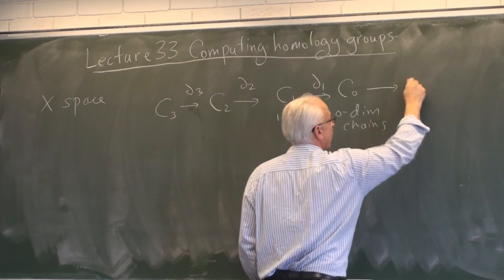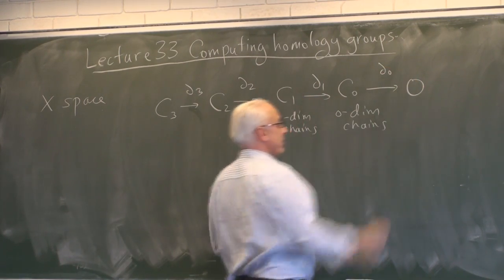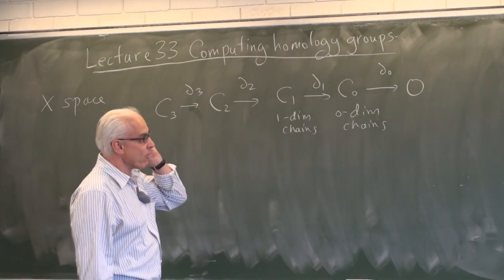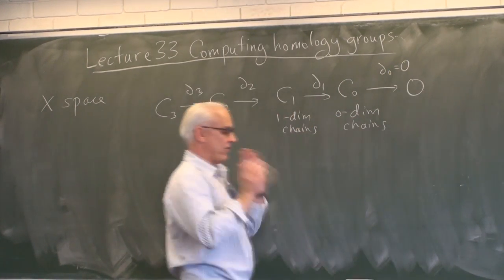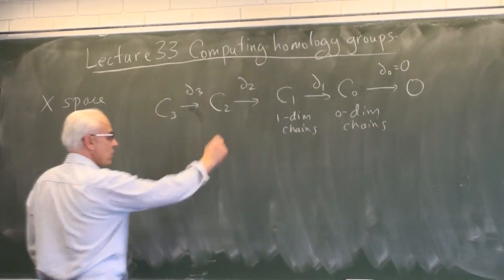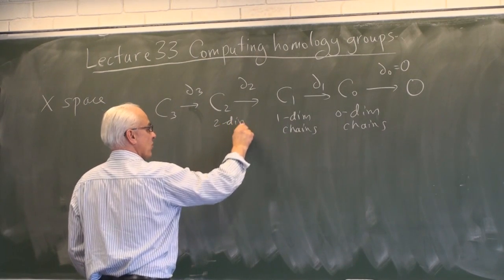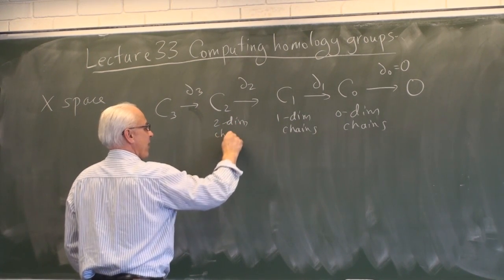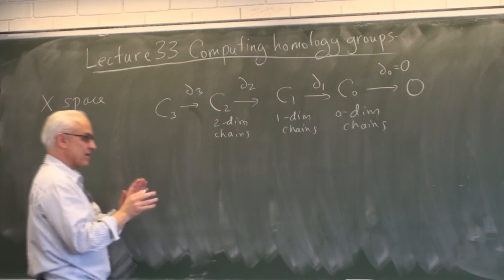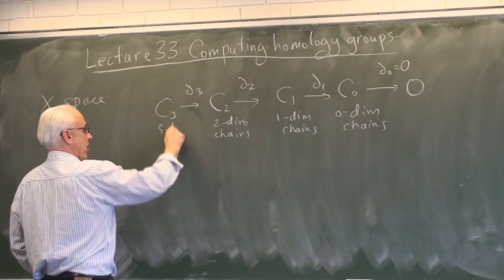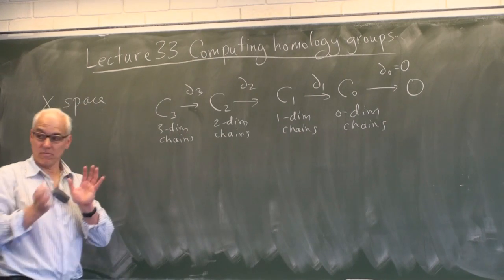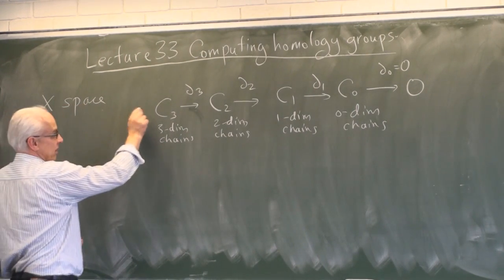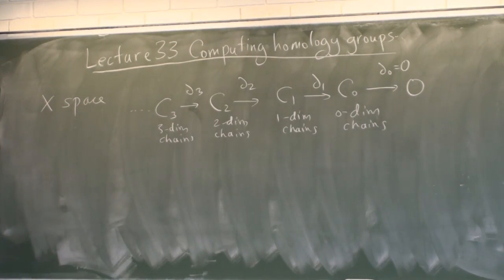And although we didn't talk about it too much, we could also extend it to one more map to 0. So this del 0 is just the 0 map, which sends everything to 0. So we have also two-dimensional chains or cells, like little disks, and three-dimensional chains, like little solid balls. And conceivably, we could keep going in this direction.